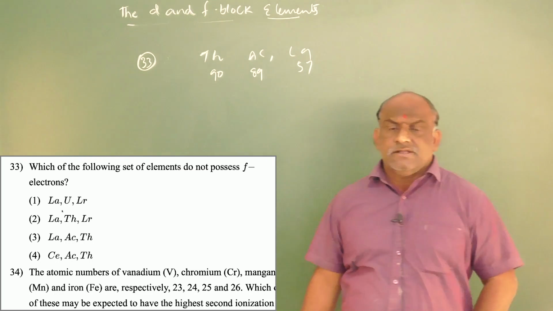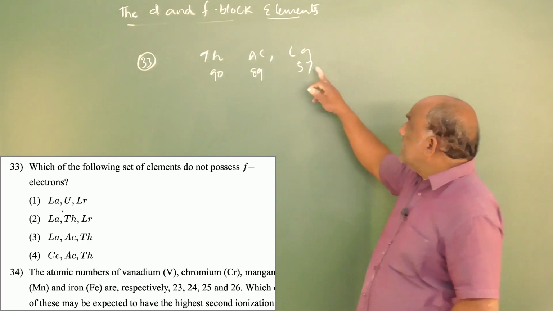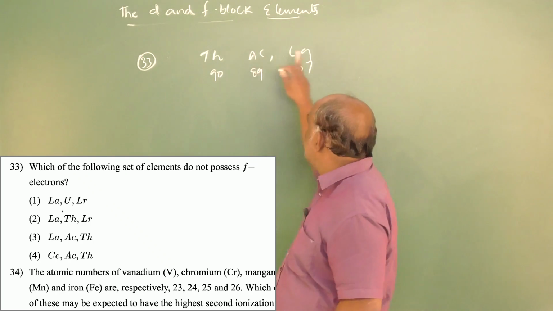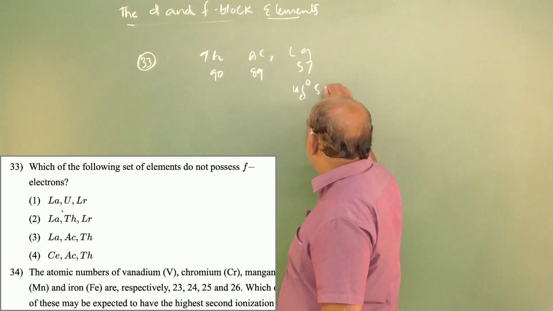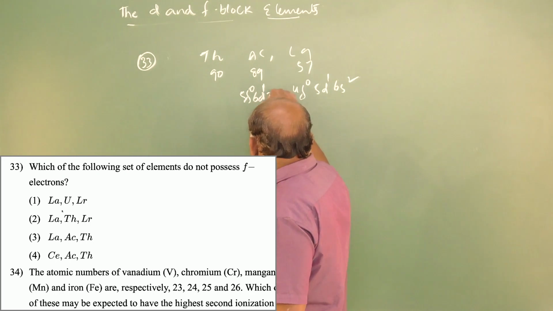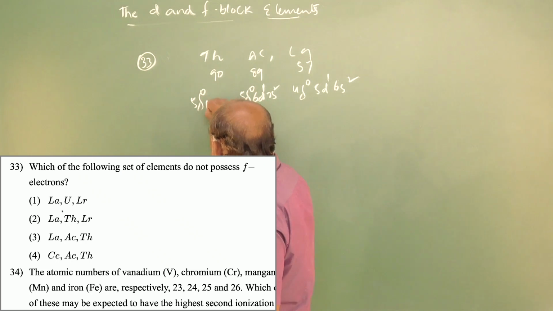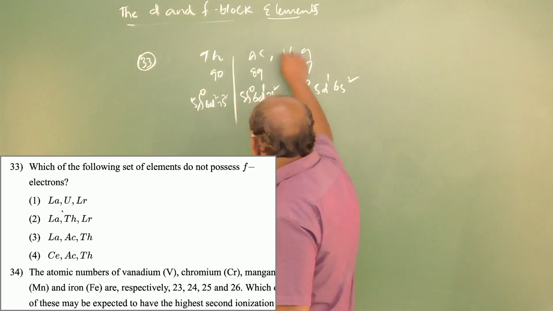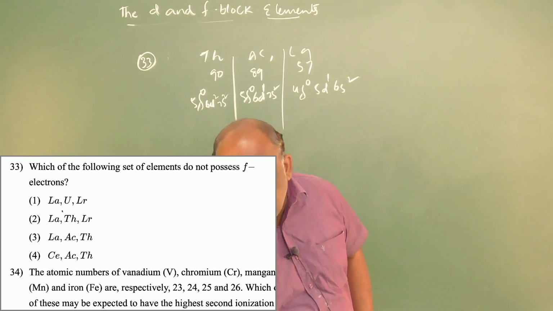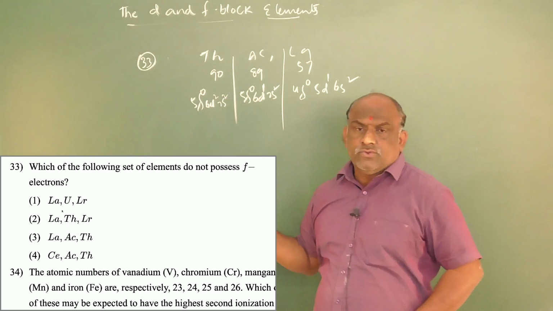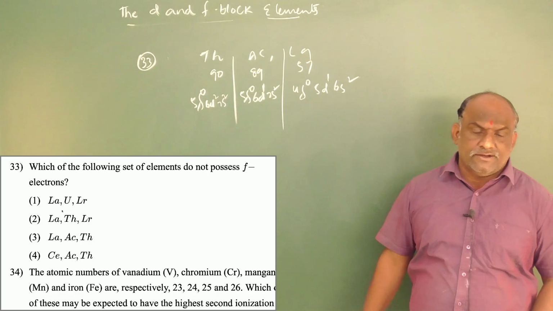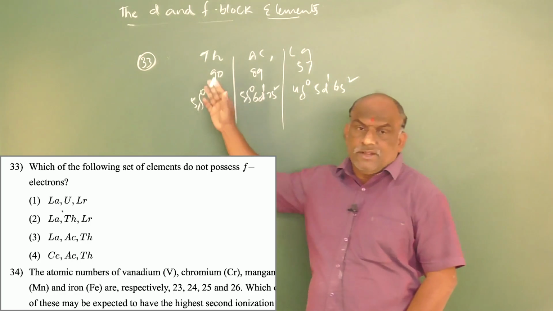Thorium doesn't contain F electrons, actinium also 5F0, lanthanum also 4F0. So remember, my dear students, the configurations are 4f0 5d1 6s2 here, 5f0 6d1 7s2 here, 5f0 6d2 7s2 here. This is the configuration of actinides and lanthanides except thorium, actinium and lanthanum. These three elements do not possess F electrons. F electrons are absent. Thorium is very important.